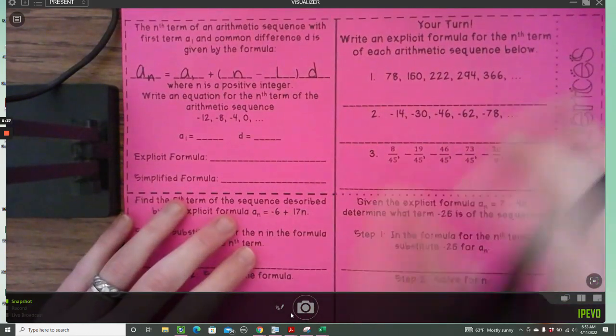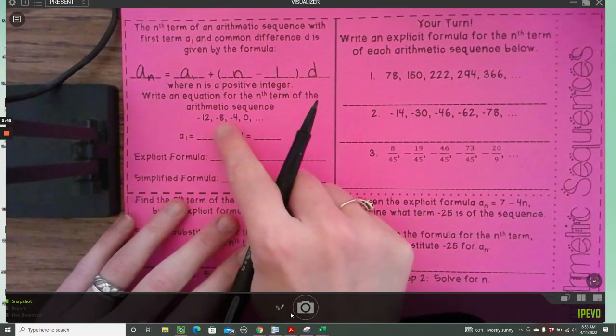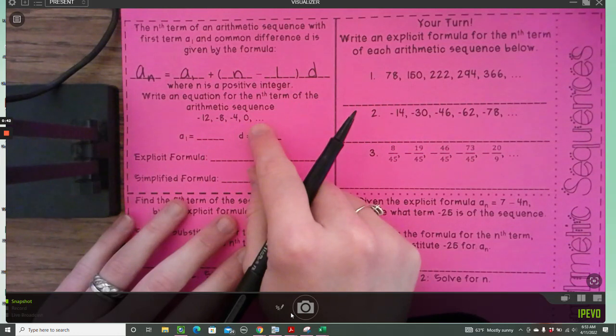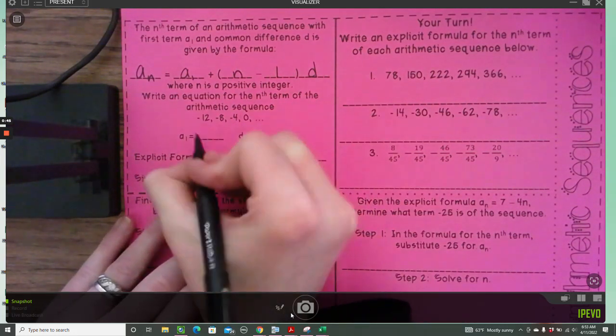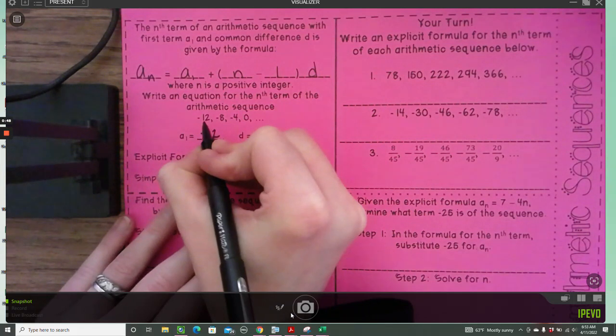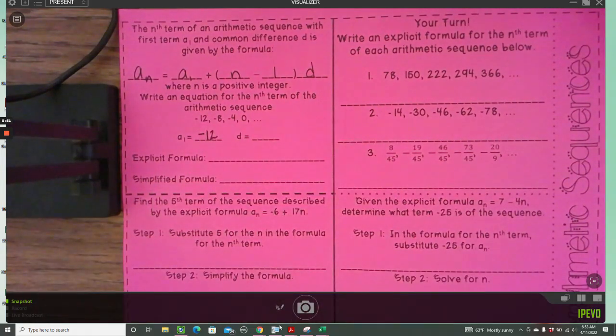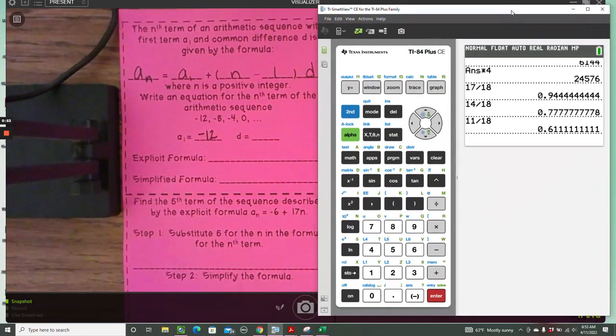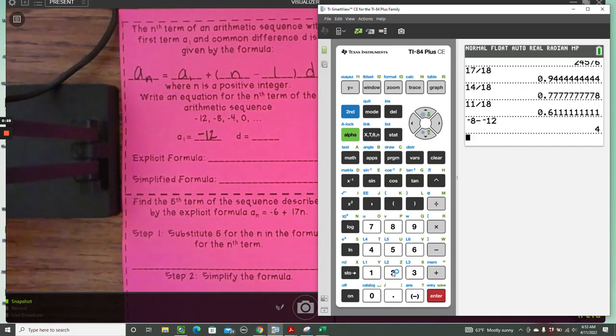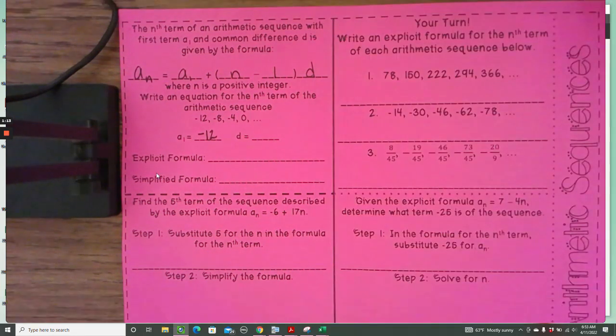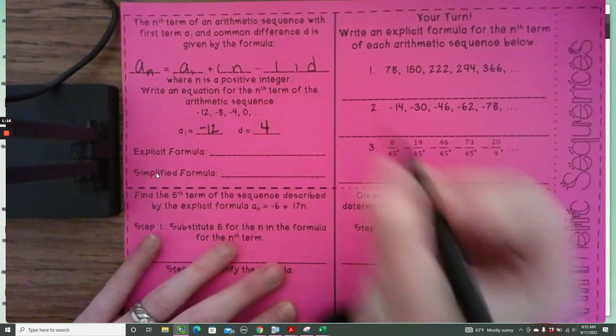So we're going to write an equation for the nth term of the arithmetic sequence negative 12, negative 8, negative 4, 0. So our first term, a1, is negative 12. And then we need to find the common difference. What did they do to negative 12 to make it a negative 8? You can subtract negative 8 minus negative 12, and we get a 4. Then you can check the next one too, negative 4 minus negative 8. That gives us a positive 4, and you can even do the last one for good measure. 0 minus negative 4 gives us a 4. So the d value, the common difference, is 4.